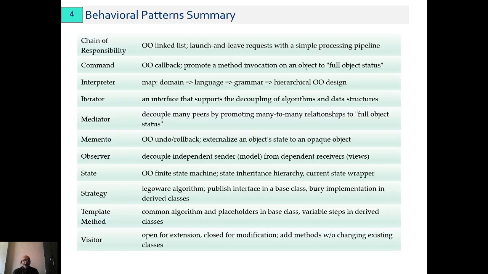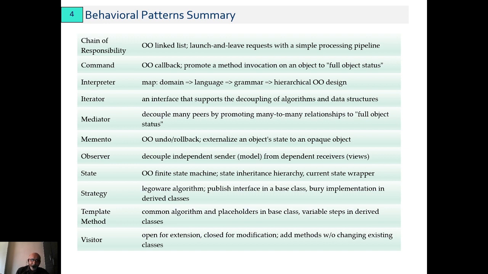So, therefore, a short summary about the behavioral patterns: chain of responsibility is an OO linked list. It's a chain. Chain means it is coming in the form of a list. So it could be done with a pipeline. You have studied pipe and filter. The pipes are used for communication purposes. They serve as communication channels, where filters are the processing parts. Command, they have the OO callback, and they promote method invocation for full object status.